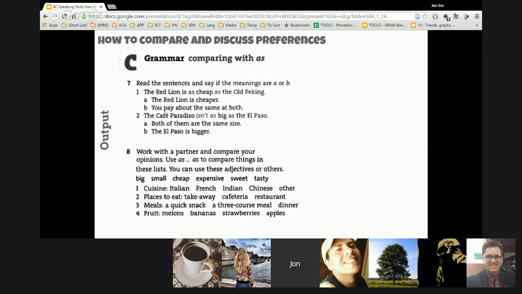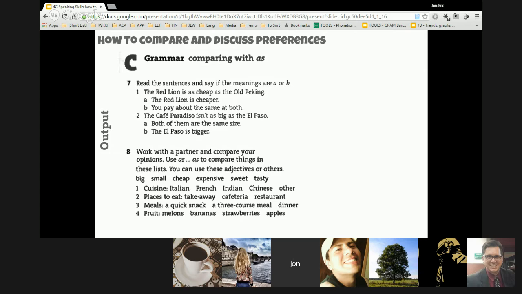Read the sentence and say if the meaning is A or B. Read that first sentence for us. All right. The Red Lion is as cheap as the Old Peking. That's another restaurant from Tuesday. Right. A or B? A: The Red Lion is cheaper. B: You pay about the same at both. Oh, I think it's B. It's clearly B. So as cheap as is another way to say the same, right?